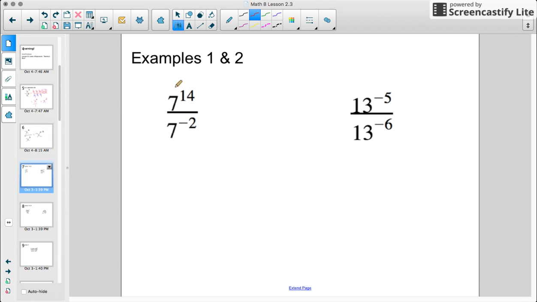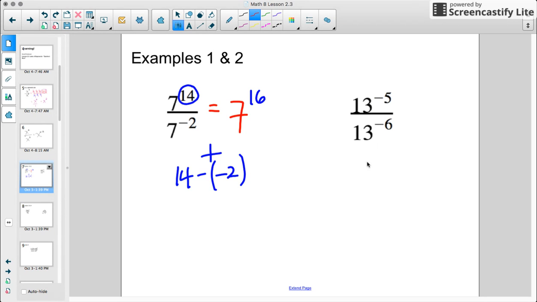We have to make sure they have the same base. So this is going to be 7 to the power of 14 divided by 7 to the power of negative 2. So the base will stay the same. And then we have to take 14 minus a negative 2. So it becomes plus, so it will be 7 to the power of 16.